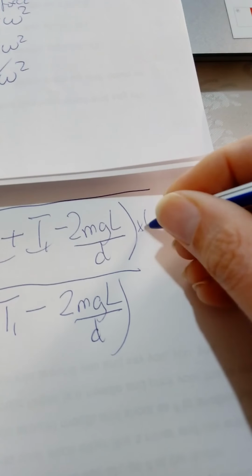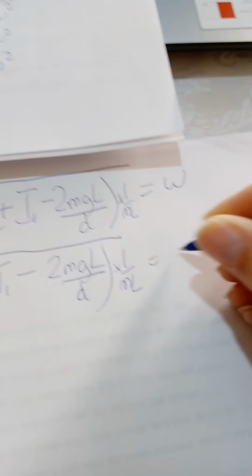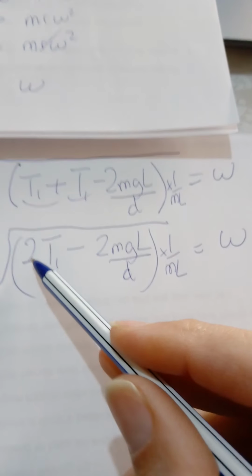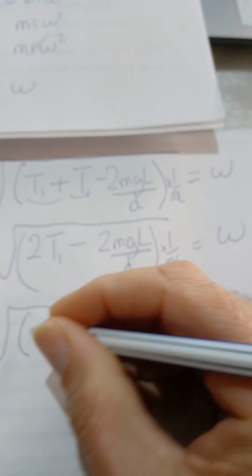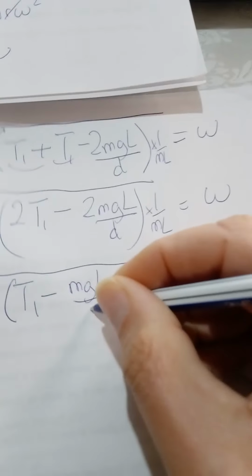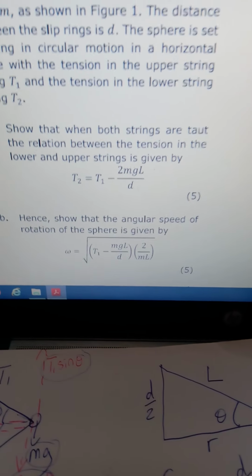I forgot the times 1 on mL. Okay, times 1 on mL here is equal to omega. And finally, 2 is the only thing that is common. We'll take it outside. So it will be T1 minus mgL on d times 2 on mL equals omega, which is what we needed to prove in this part of the problem.